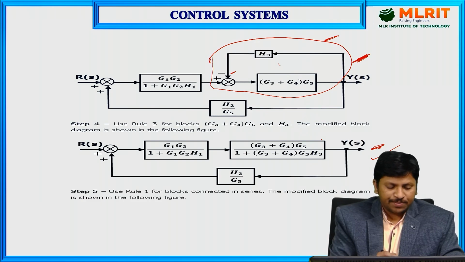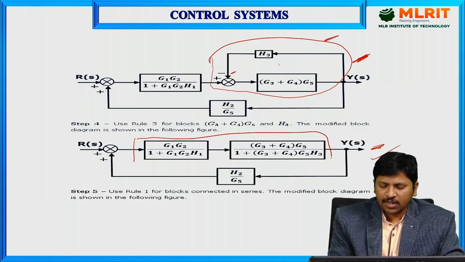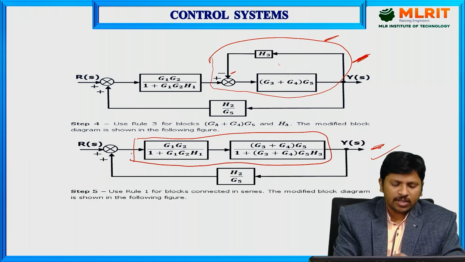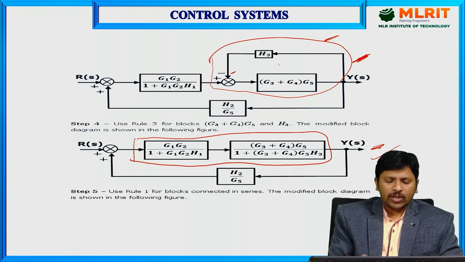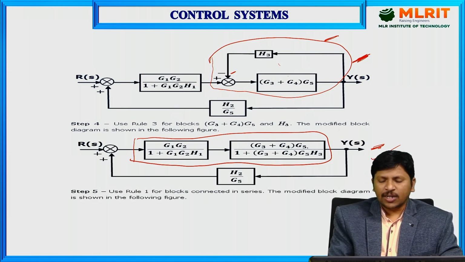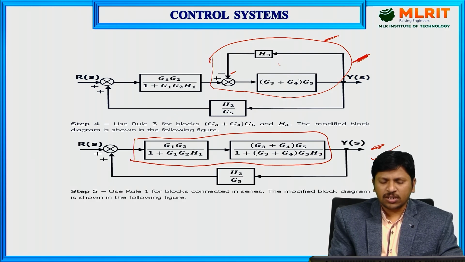Next, observe here, again these two blocks are in the form of cascade, right? These two blocks are in the form of cascade. So now we are going to apply the block diagram reduction rule. That rule is just to eliminate the cascaded blocks. Now eliminate these cascade blocks into a single block, just by multiplying these two block values.